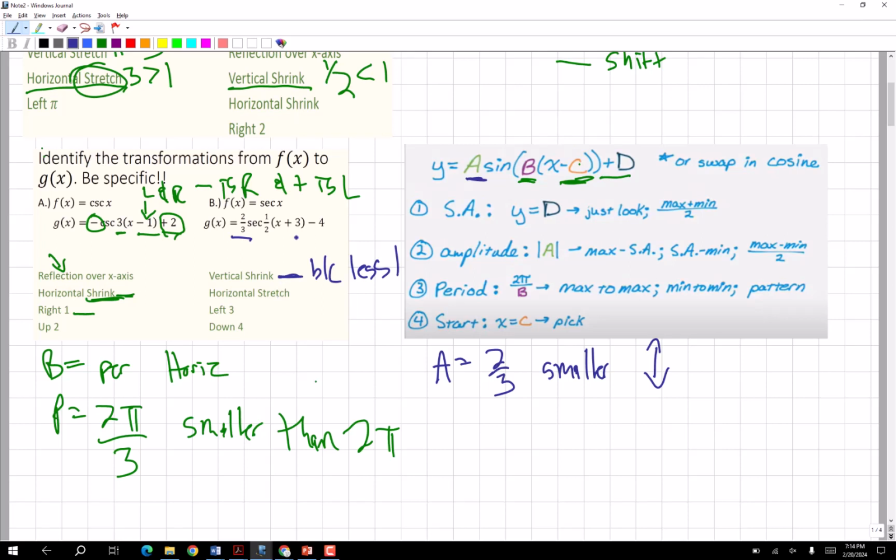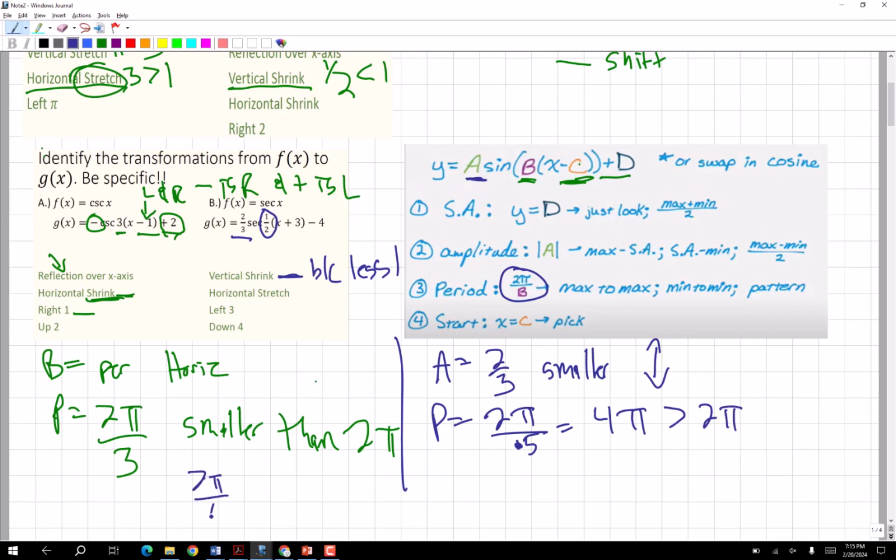Horizontal stretch. Remember, horizontal stretch is your period, right? So my period equals 2 pi over B. So it's 2 pi over 1 over, I'm going to make it a decimal, 0.5. 2 pi over 0.5 is 4 pi, right? And 4 pi is bigger than 2 pi, which is our base. Remember, if this was a 1, it'd be 2 pi over 1, right? So this would be smaller, and this would be bigger. That's why it's got the horizontal stretch.